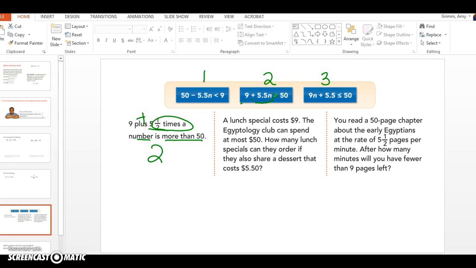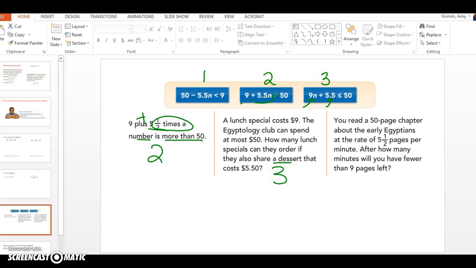Okay, what about the middle one? You think it's number 3? So a special lunch costs $9. The Egyptology Club can spend at most 50. So this would be 50 is the biggest. So that would work. How many lunch specials can they order if they want to share a dessert? So this is a one-time charge. This is a multiple-time charge. So that would be true.